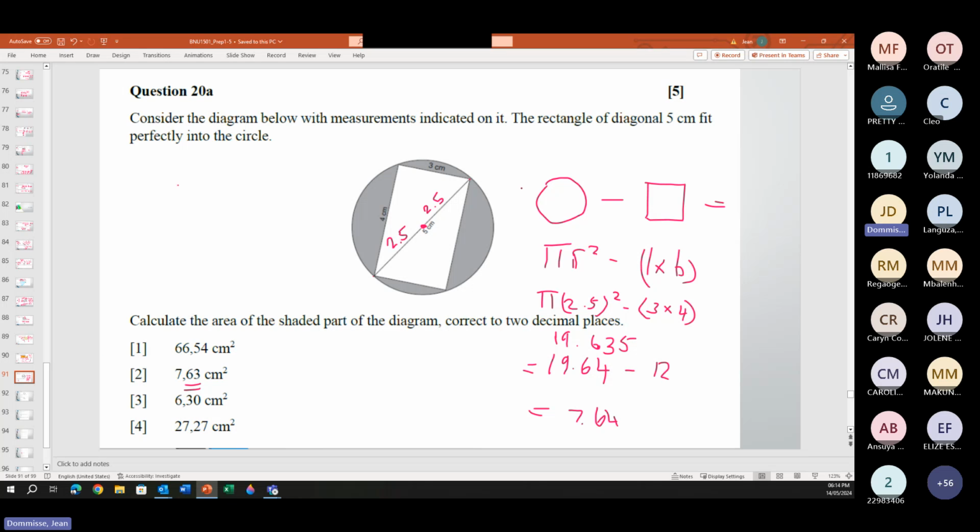But basically, full circle, pi radius squared, subtract the rectangle. The full circle is 19.635. The rectangle is 12. So the final answer is option 2. And they will also not give you the option that is 7.64 and one that is 7.63. They will make sure that it's only one of the two. They will not give you both, so that you now need to work out or guess between those two.